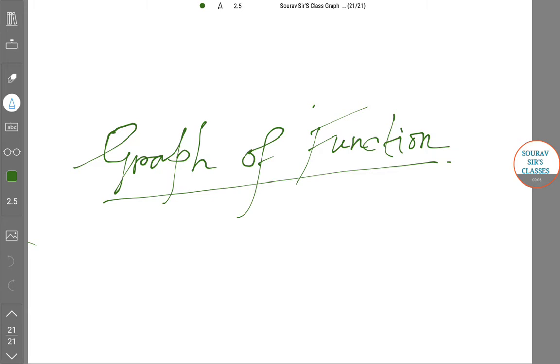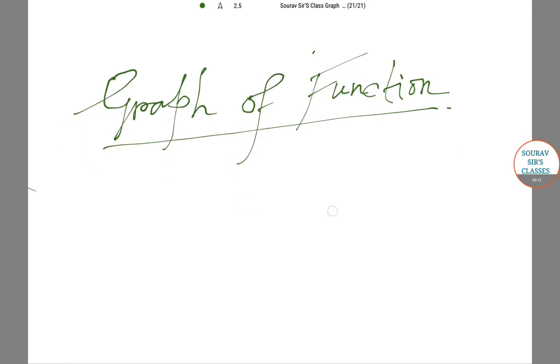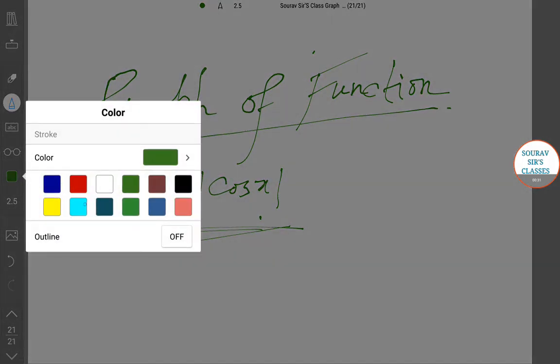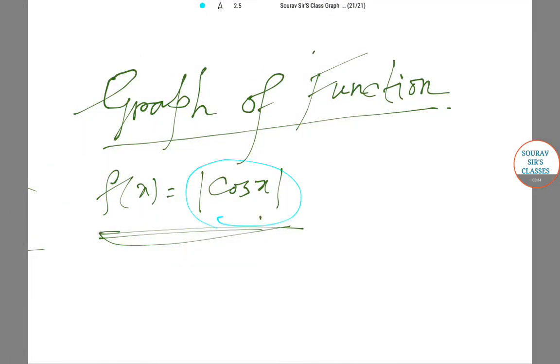Today I am going to draw the graph of a function. Now we'll discuss here how to draw the graph of f(x) equal to mod of cos x. To draw the graph of f(x) equal to mod cos x, we have to know about the cos x function and the modulus cos x function.